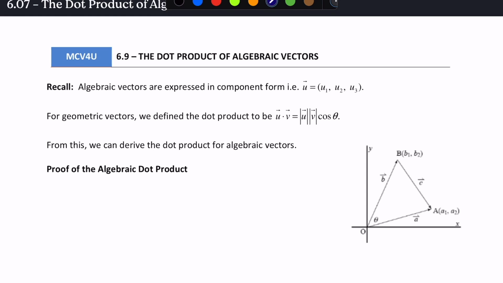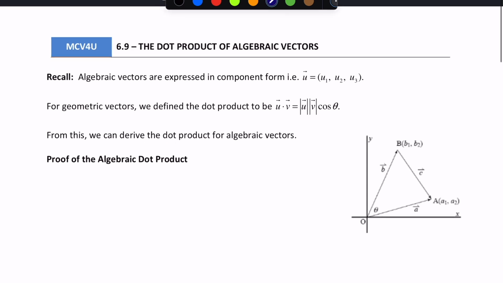Today we'll be looking at the dot product of algebraic vectors. If you recall, algebraic vectors are expressed in what we call component form. For example, if we have this vector u, it's equal to u1, u2, and u3, and these represent our x, y, and z values when we look at it in a coordinate plane.